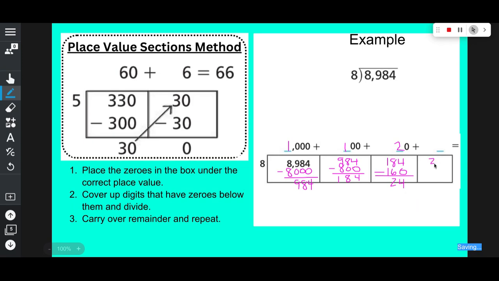I bring the 24 up into the next box. And I'm in single digits, so I know that 8 is going to go into 24 with a single digit. 8 goes into 24 3 times. And I multiply it out. I get 24. I subtract it. And I have 0 remainder. So my answer is 1,123.